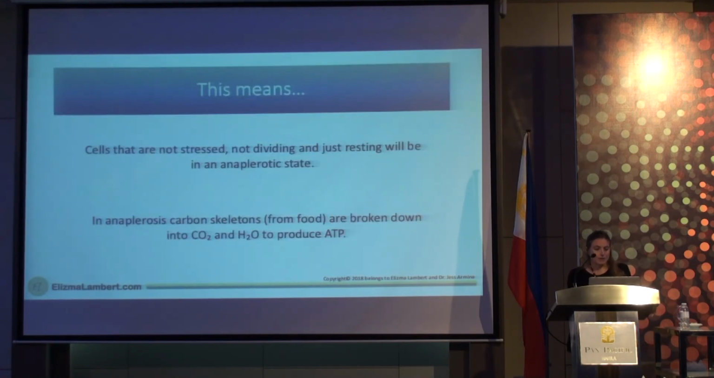So in a nutshell, it means that carbon skeletons from food become broken down into carbon dioxide and water and produce ATP along the way, if we look at the mitochondria or the Krebs cycle. And this is called anaplerosis, and it occurs in non-dividing and resting or non-stressed cells. So all they are really doing is making energy and breaking down food.